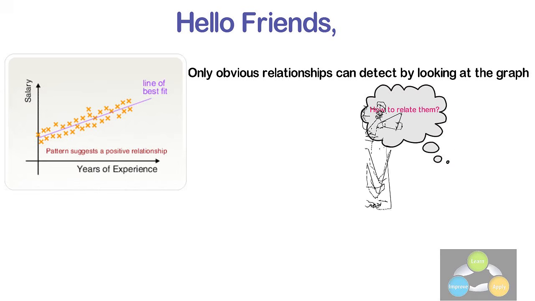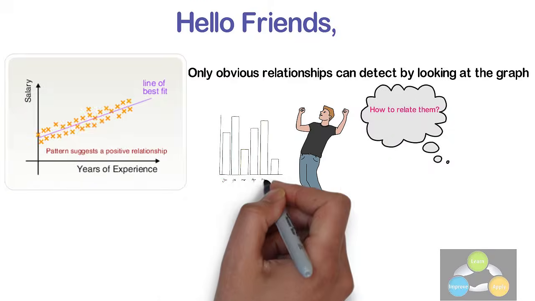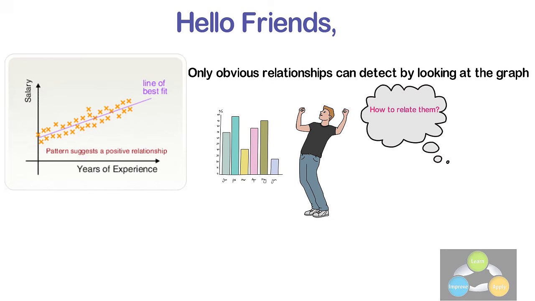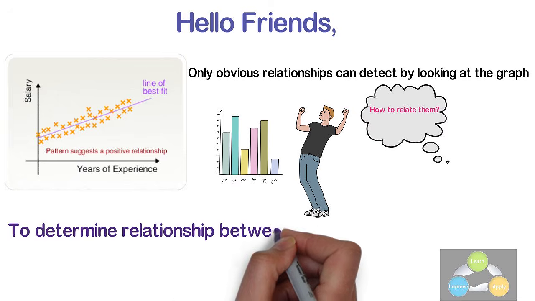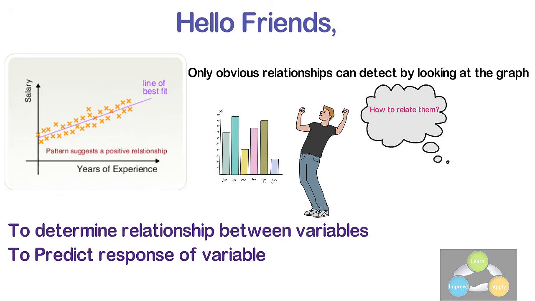But the good thing is that we can comment about the relationship between these variables using statistics. Yes, I am going to explain the use of statistics in determination of relationship between these variables as well as to predict the response of one variable if you know the value of another variable. So let's begin. Correlation. The term correlation is a combination of two words.